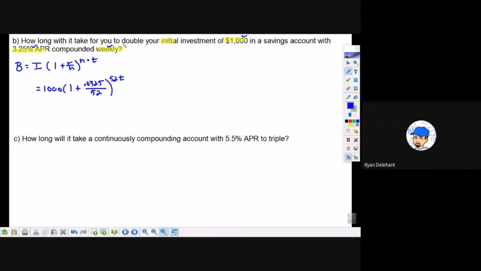That comes from this word, right? We want this to double. So this, what's double what we started with? We started with 1,000. Double of that is 2 times that, which is 2,000. Now, first step with these is still going to be, we've got to move this one over here by dividing. Now, 2,000 divided by 1,000 is always going to be 2.